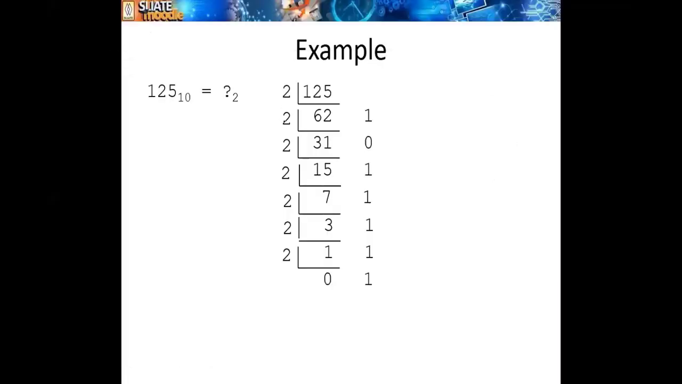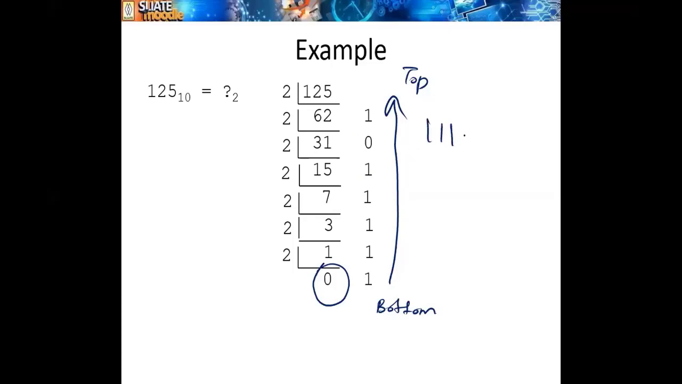So remember, you have to divide until you get this value to 0, and then you have to take the number from bottom to top, not the other way. It will give a wrong meaning, a wrong representation.